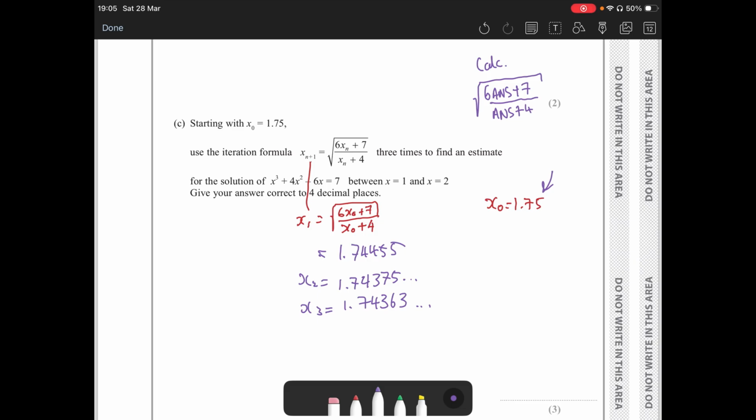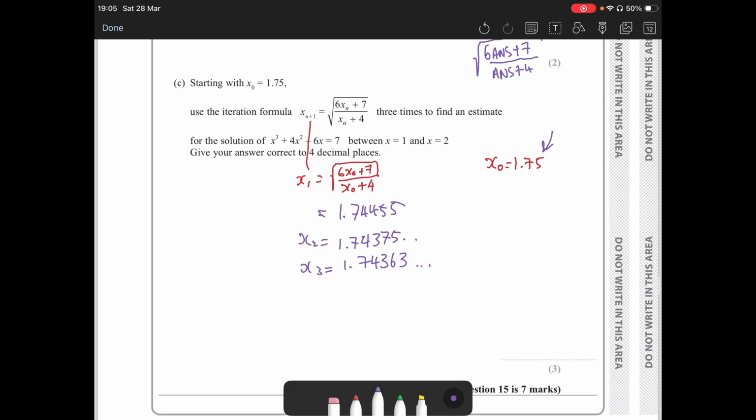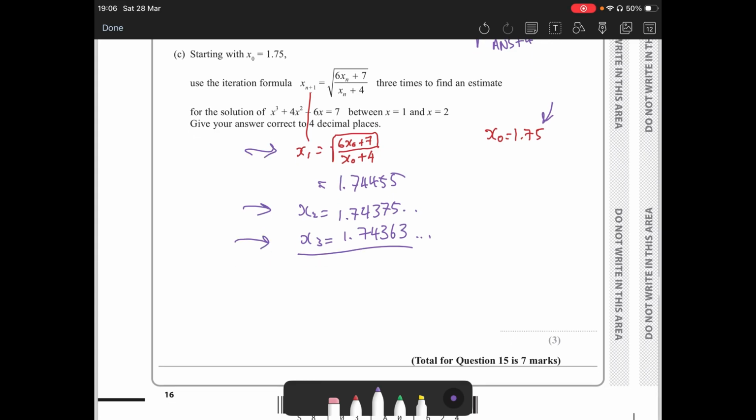So it wanted you to do it 3 times, to 4 decimal places. This is the one it wants, isn't it? Because you've used it once, twice, 3 times. You could go more, but I think because it wants you to only use it 3 times, don't go further than this, yeah?